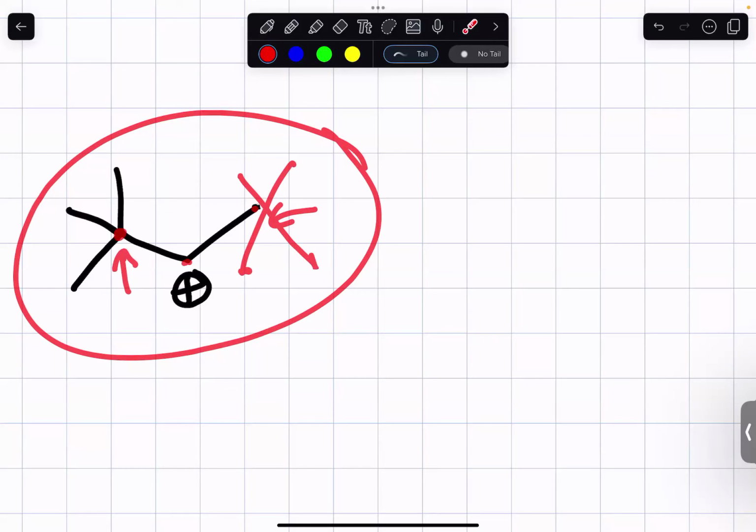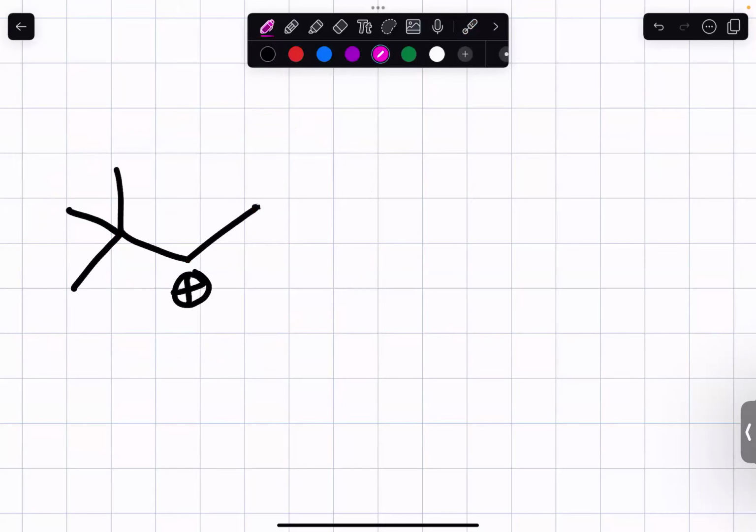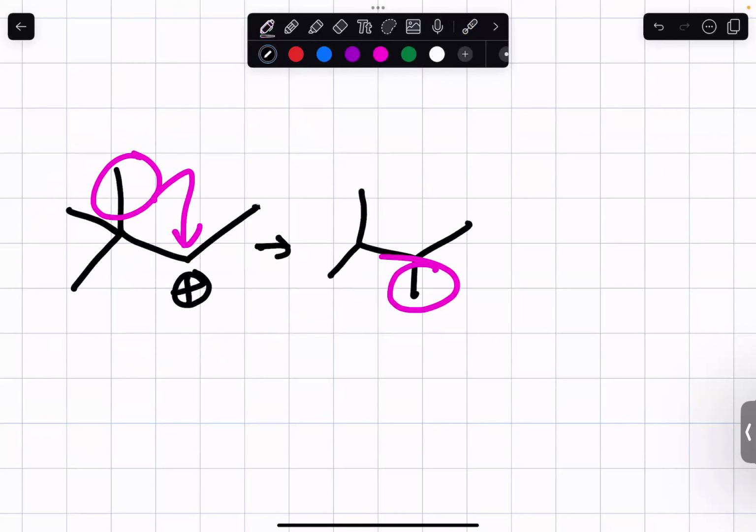Since it has no hydrogens, we have to do the alkyl shift, where we're going to move one of those methyl groups to that carbon right there. Notice how this carbon here lost the bond, because before it had four bonds, now it only has three bonds and a positive charge. This carbon right here that used to have a positive charge gained the bond, which is why it's now neutral. So this is an alkyl shift.